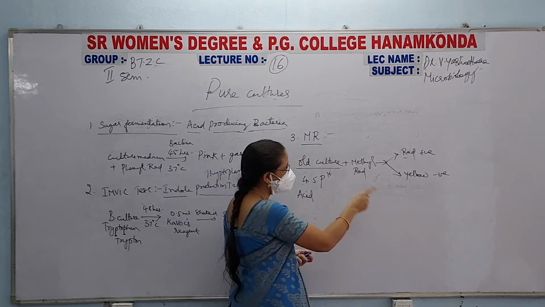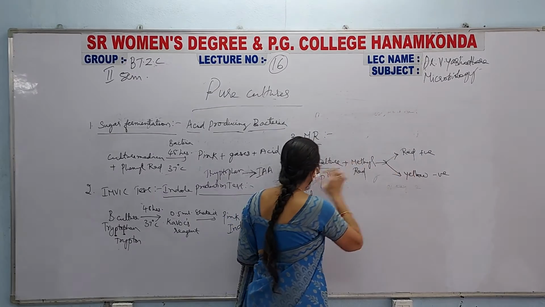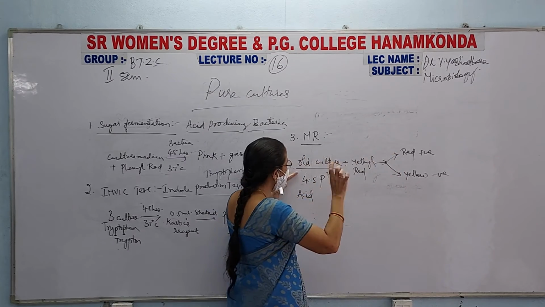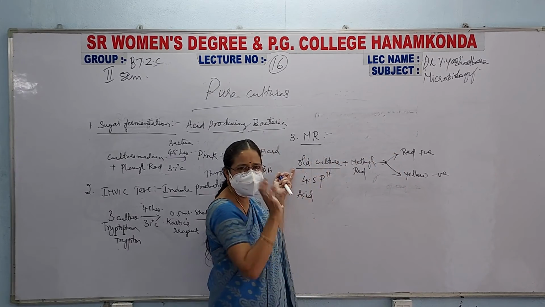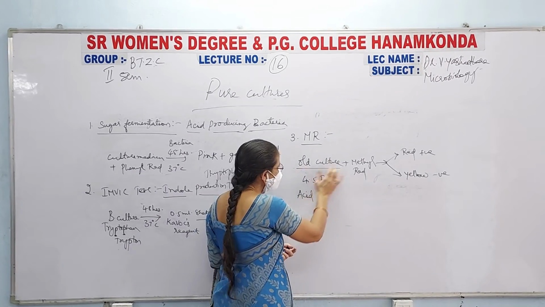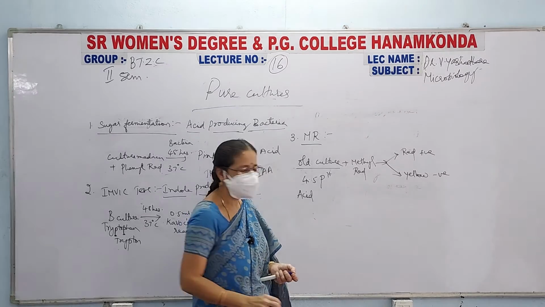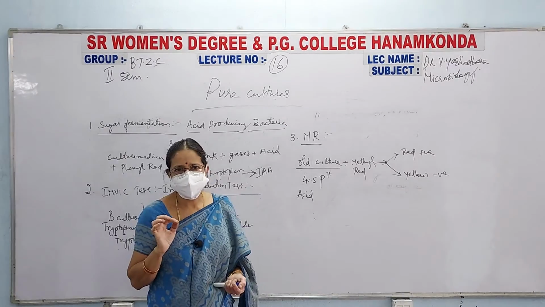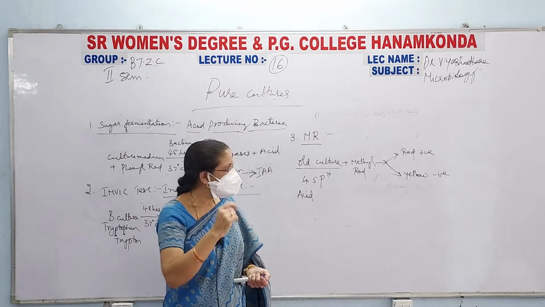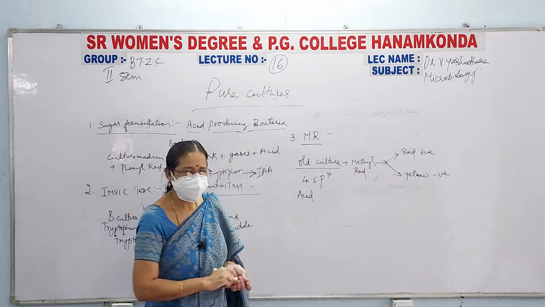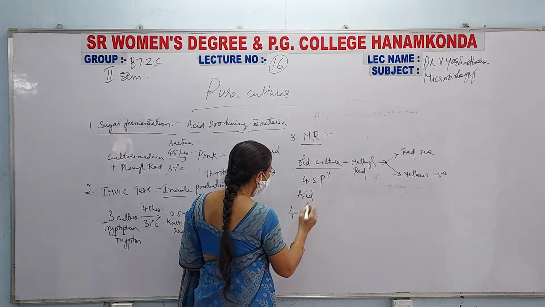What is positive and negative? It is not COVID. It is only checking the old cultures. If you get a positive result, that is red color, that means our culture is efficient and its efficacy is okay. You can use these old cultures for your experimentation. If you get yellow, it is a waste and you have to throw that culture away. Next is the last test, the citrate test.